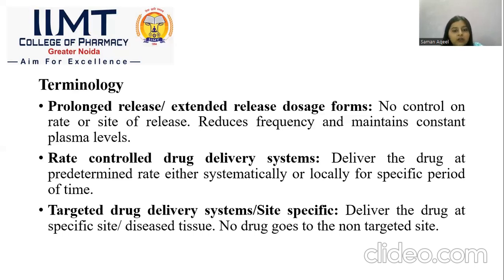Next is the rate controlled drug delivery system. If the rate of the drug is controlled, it is known as the rate controlled drug delivery system. The rate of the drug is predetermined. That is, the release of the drug is at a predetermined rate. It can be systemic, that is in the general circulation, or it can be local, that is to a specific site or specific period of time.